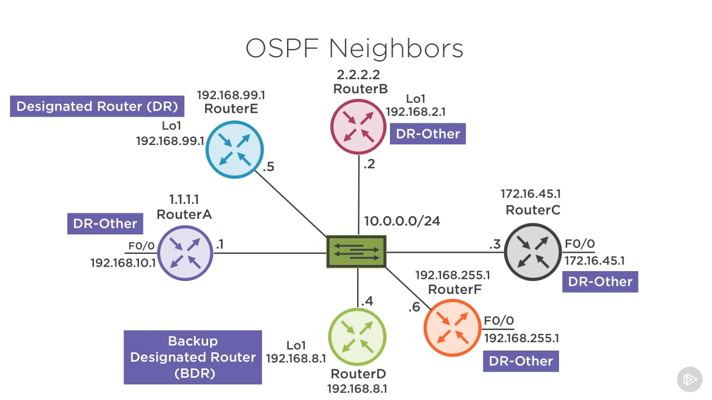So our three router types here, just to review, are designated router, the highest router ID when OSPF comes online in a broadcast network. The second highest router ID is our backup designated router. And then all the other routers become DR other.